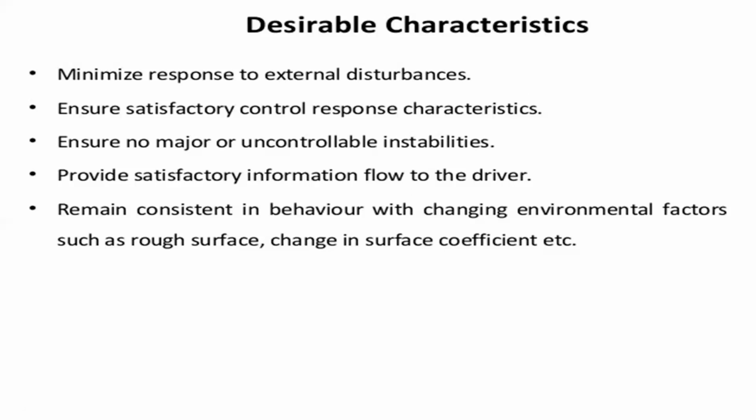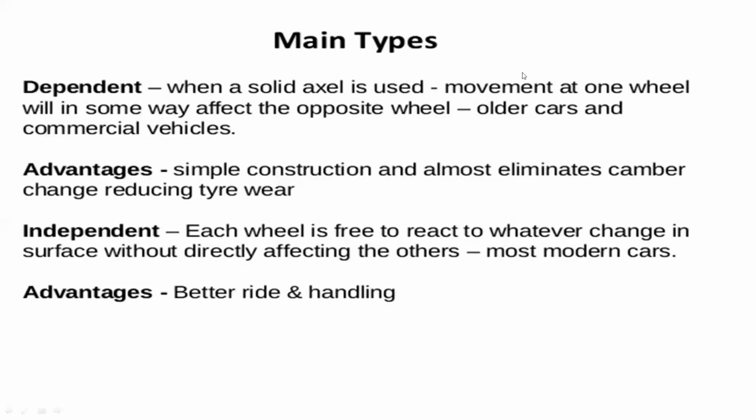Next one, what are the main types of suspension system? Those are mainly classified into two categories: a dependent suspension system and an independent suspension system. What is a dependent suspension system? It means when a solid axle is used, movement at one wheel will in some way affect the opposite wheel. Older cars and commercial vehicles.